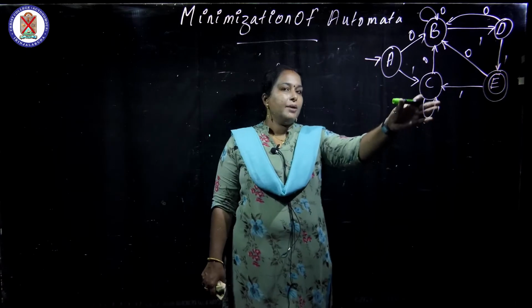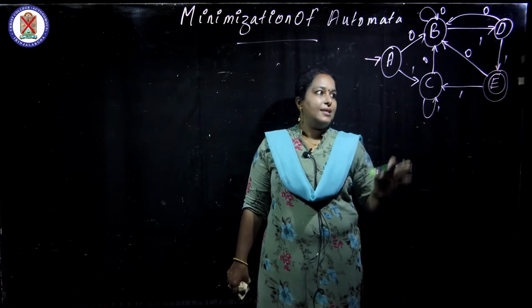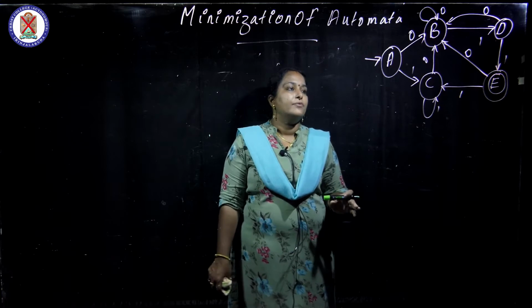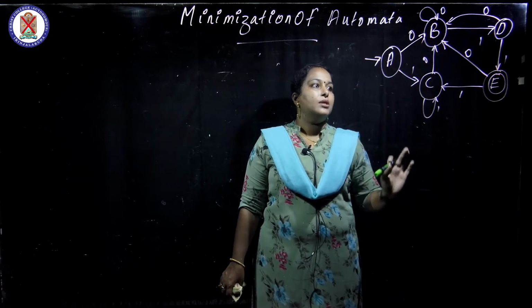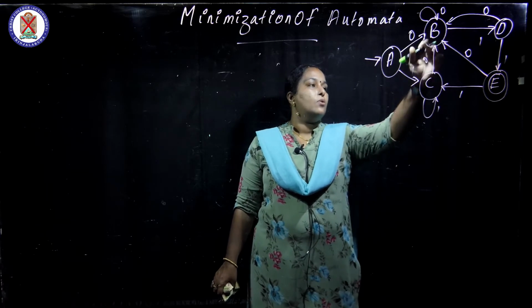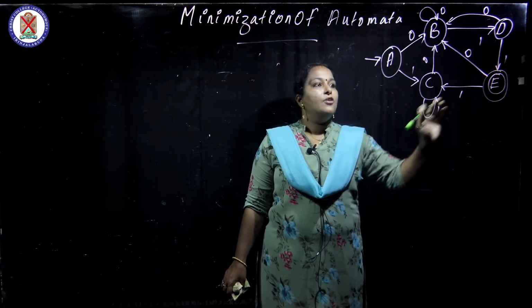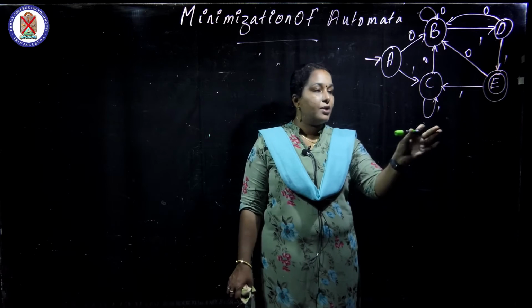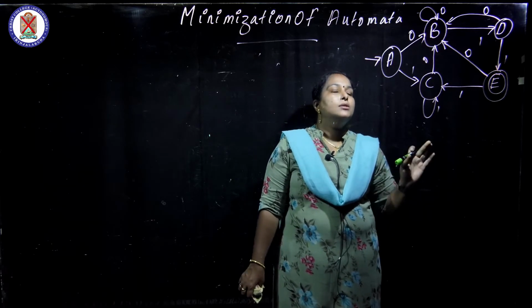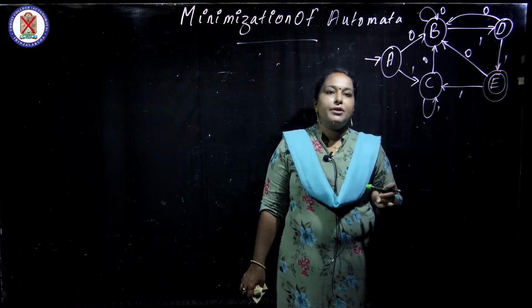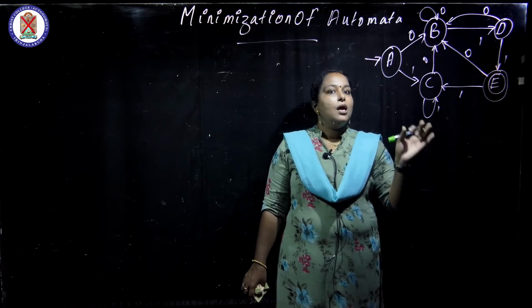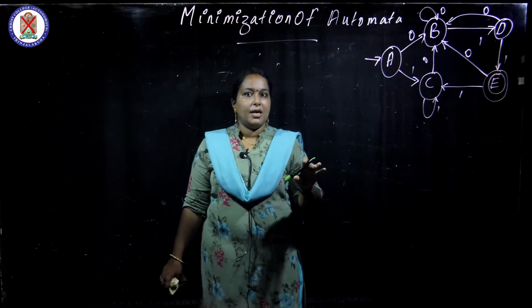So we look into this example. First of all, you check whether there is any trap state here. No, there is no trap state here, because all paths lead to the final state. Is there any unreachable state here? No, there is no unreachable state here. So this contains no unreachable state and no trap state, so we must minimize it.